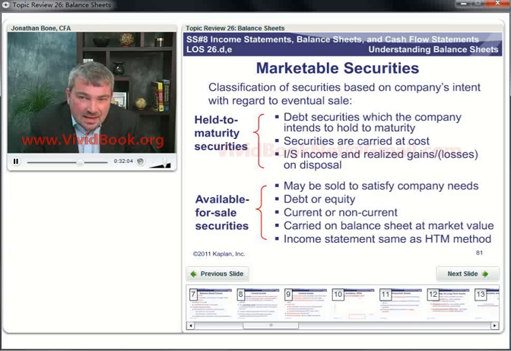The income statement, though, will be exactly the same as the held to maturity method. In other words, we'll only see the income, interest or dividends if it's equity, and any realized gains and losses on disposal. Now, that does lead to the question, where are these changes in market value, these unrealized gains and losses as fair value changes, going? And the answer is directly to stockholders' equity.